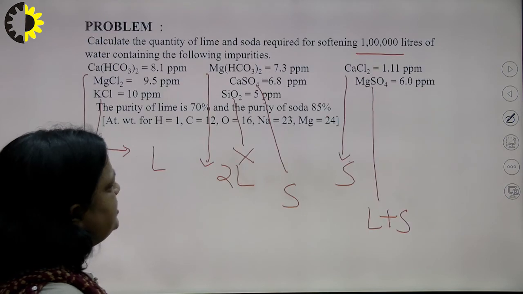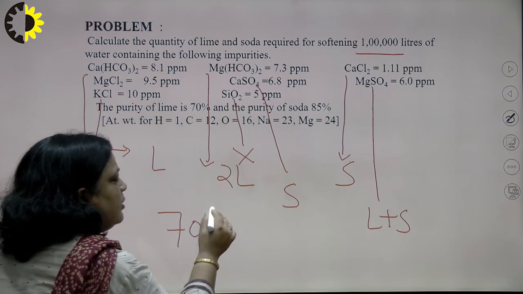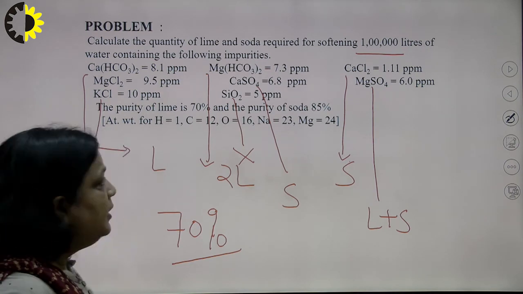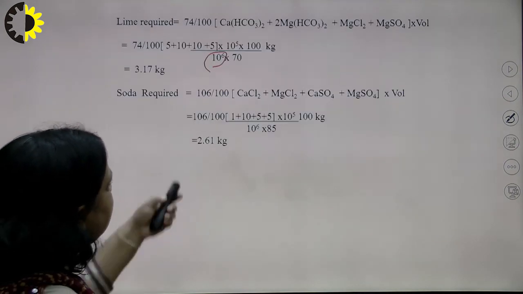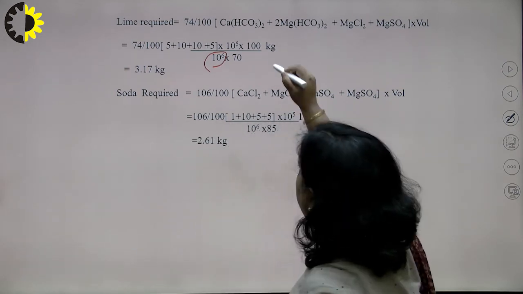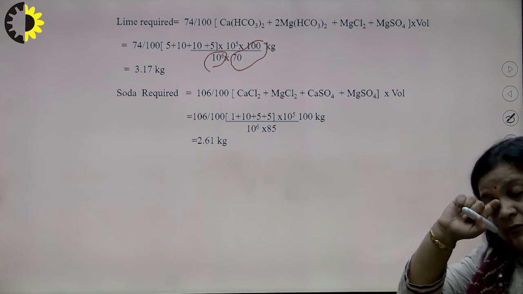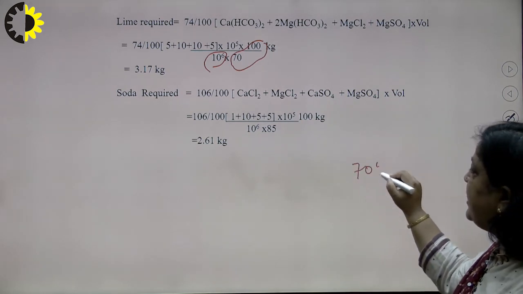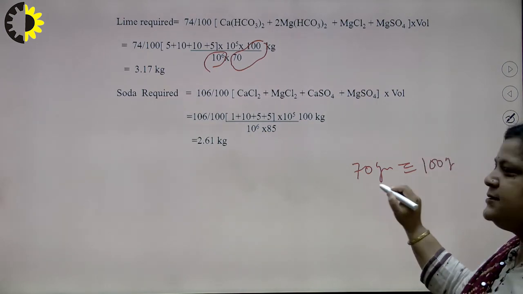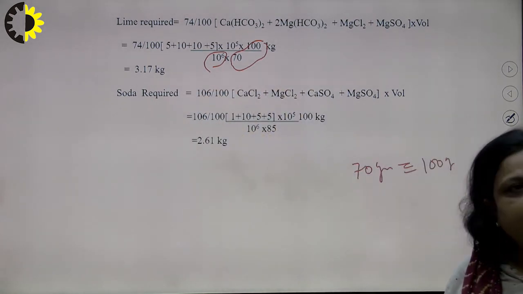But in this question, we read that lime is 70% pure, and if we remember the unitary method, total lime required is this. But since the lime is 70% pure, we have to take 100 upon 70. Why this? To get 70 gram lime we have to take 100 for x gram, or we can apply the direct unitary method. So 100 upon 70, the answer will be 3.17 kg.